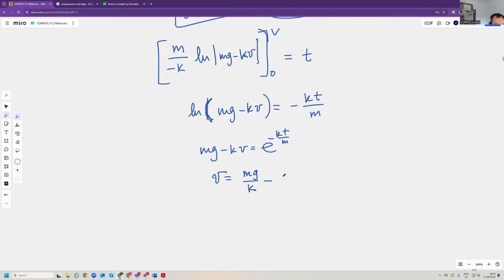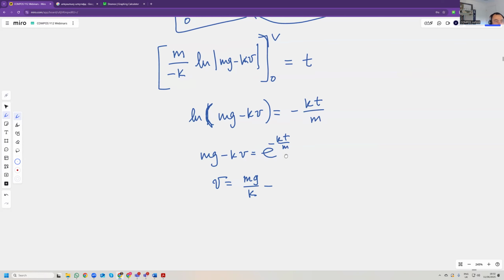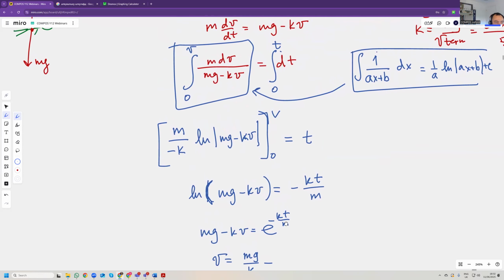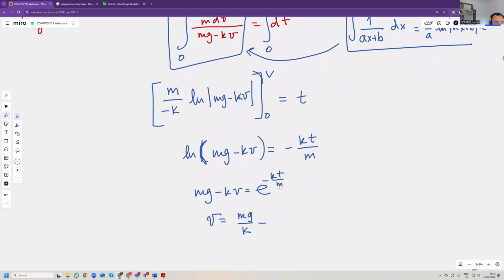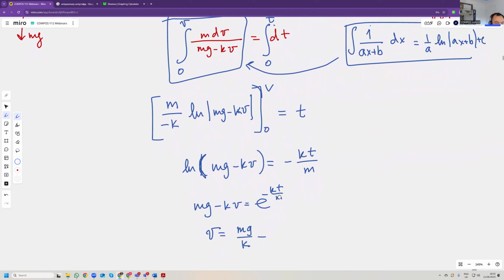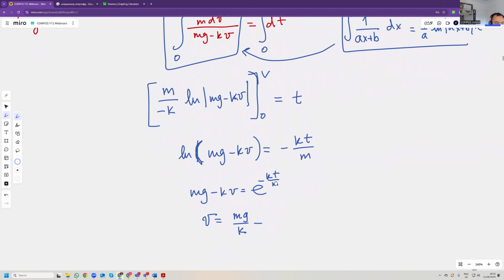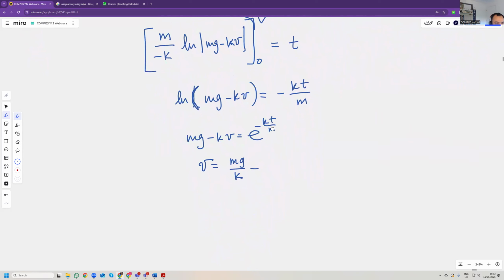minus... Have I missed something? No, I don't think so. I'm inconsistent with the units.